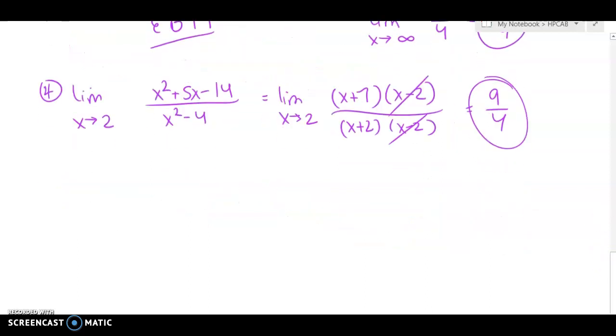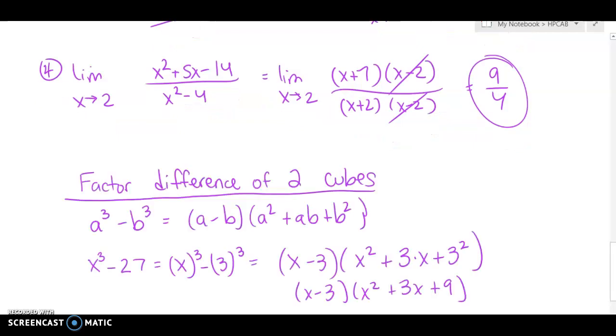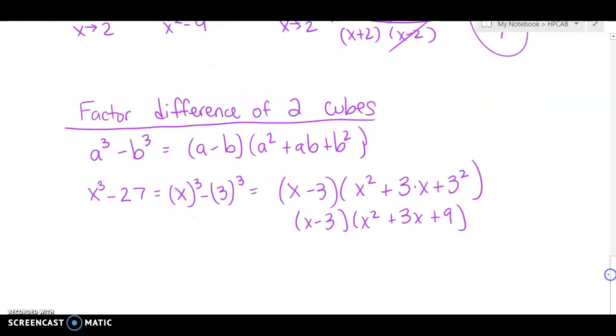Something that will come in handy for you. Okay, so I paused the video so that I could write this down real quick. So voila, magic. Something that's going to come in handy for you is factoring the difference of 2 cubes. You're going to see this on the worksheet. So use this formula to help you when you are factoring 2 cubes so that it makes it a lot shorter and easier for you to factor.